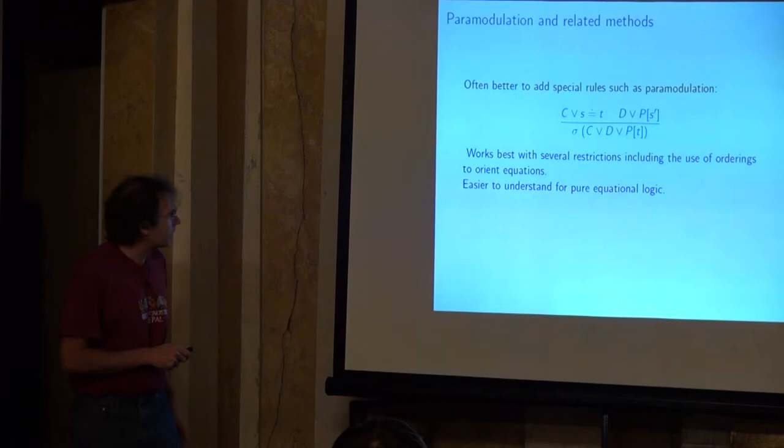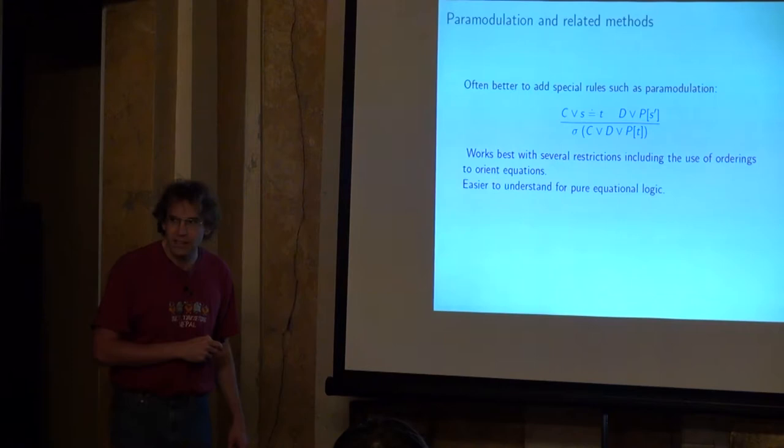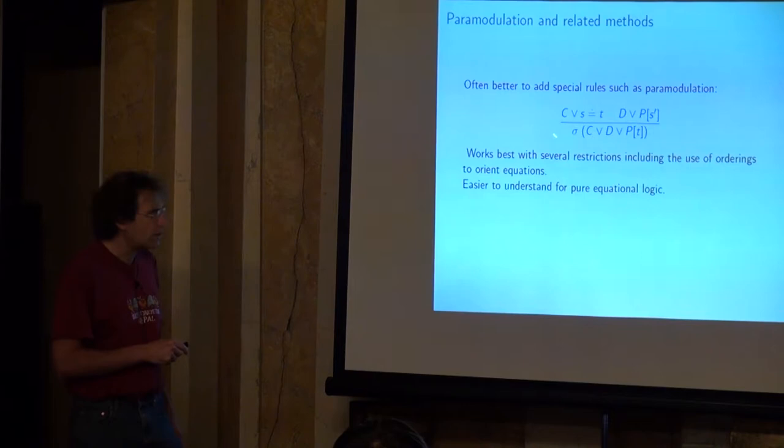And another downside of this rule is that it's very prolific. So if you have an equation, especially if you have an equation with a variable on the left-hand side, so suppose S is actually a variable X, then that can match any subterm of any other clause. So this potentially generates a huge number of options to try. So it can really blow up the number of things.